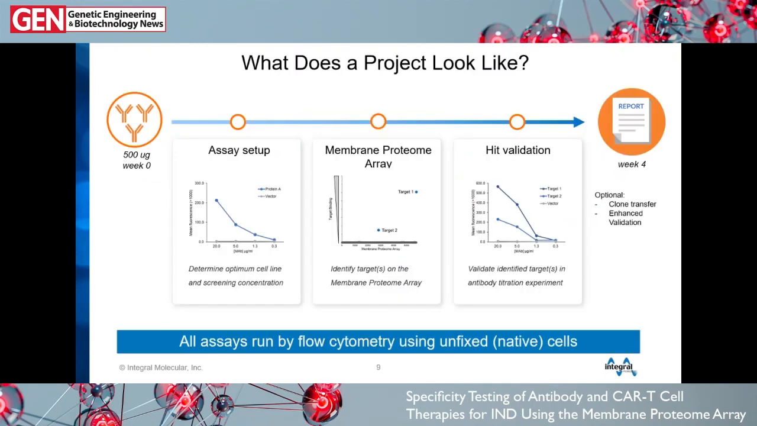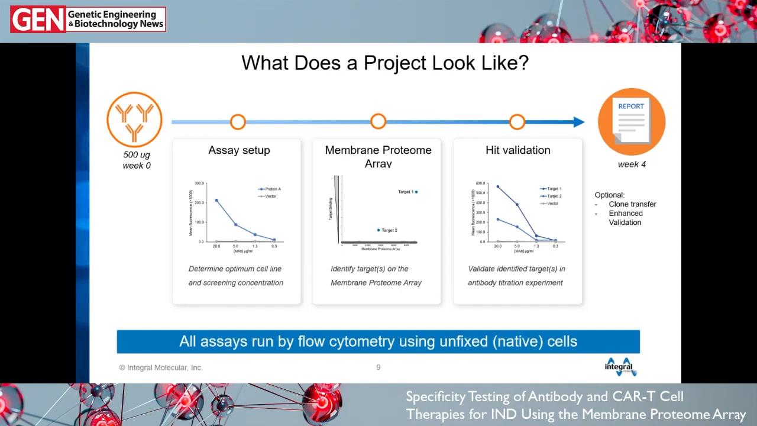Here is what you can expect from a standard MPA project. The customer simply needs to send us 500 micrograms of each antibody to be tested. All antibodies undergo these 3 steps in the workflow: assay setup, MPA screen, and hit validation.